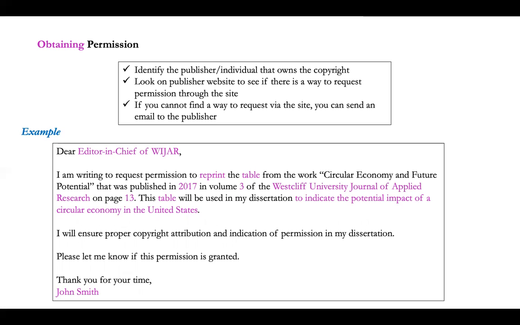This table will be used in my dissertation to indicate the potential impact of a circular economy in the United States. I include the exact same information as in my template and then my full name.